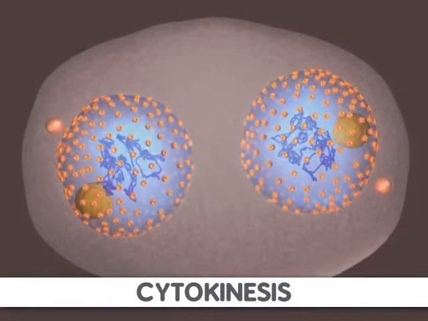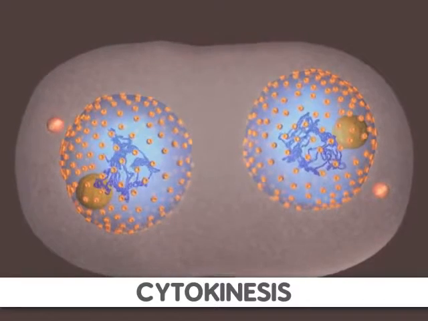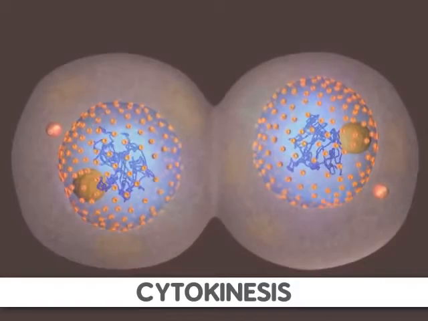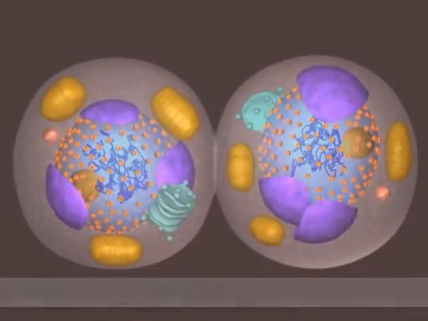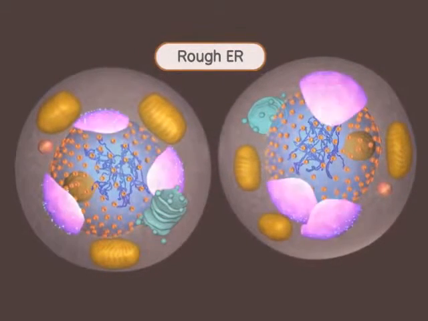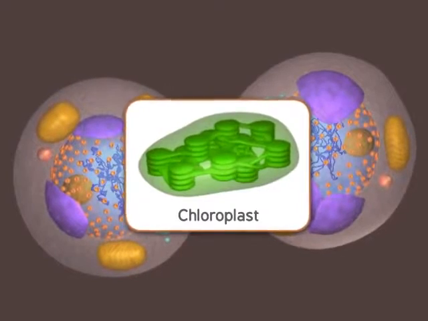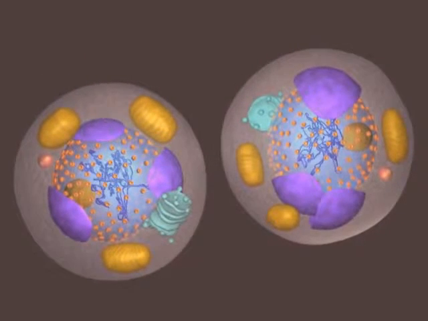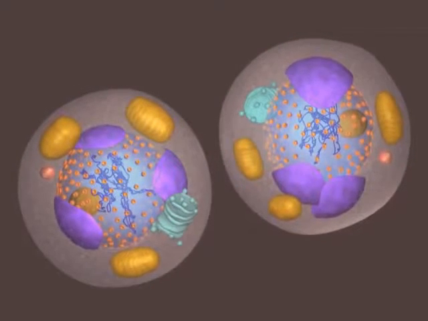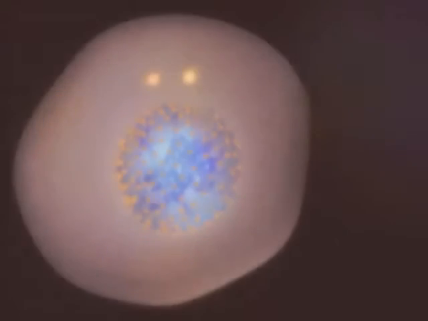First, the cell is compressed by a contractile ring that divides the cell in nearly equal halves. By now, the organelles in the cell have been replicated and are now divided between the two halves of the cell. This includes mitochondria, Golgi bodies, and the rough ER. Plant cells also have chloroplasts. Once split, the two new cells are now fully in the G1 stage of interphase and ready again to begin their growth. Let's watch the process one more time.